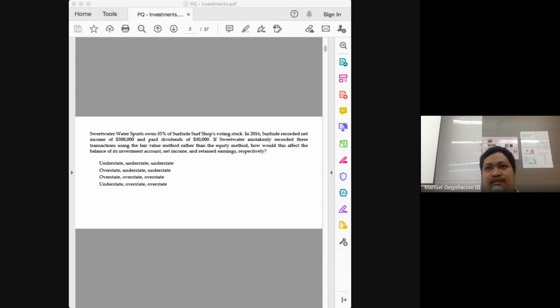Under the equity model, when do we have an income? If the investee reports a profit or income. Is there another source of income? The answer is no. We do not treat the dividend as a source of income under the equity model.